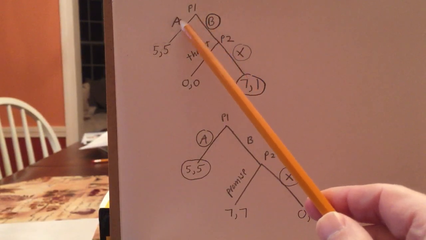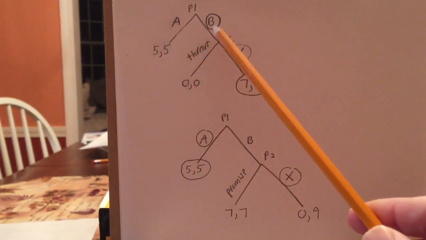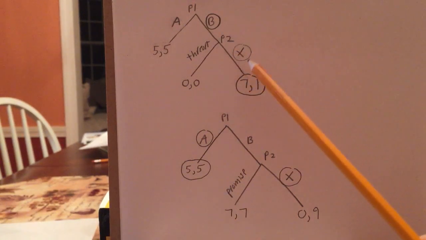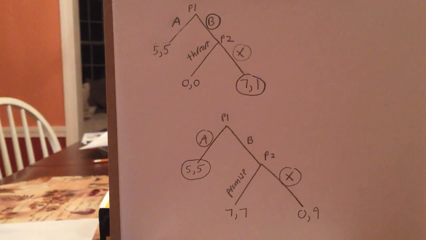Player 1 should realize, well, A gives me 5 automatically, but B, well, that'll be responded to with X, and I get 7. So B is better than A, and the players, if they're rational, should end up at the 7-1.